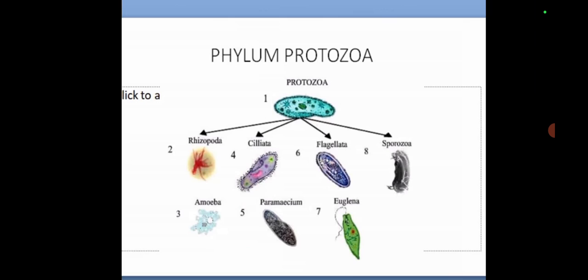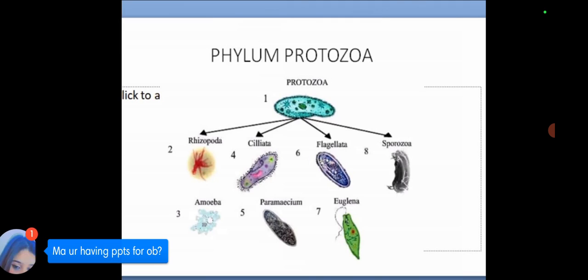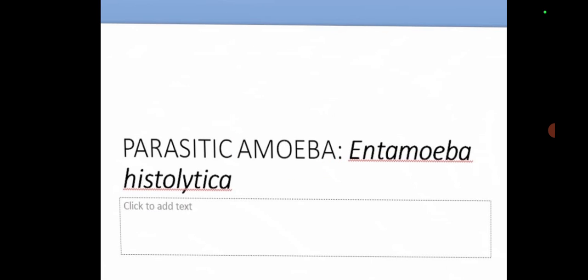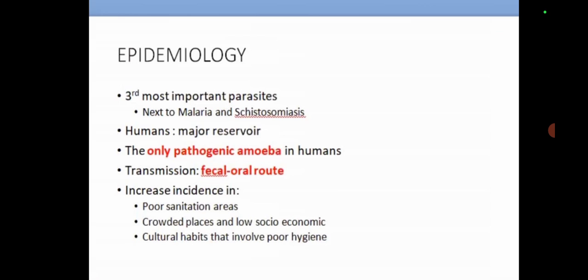Phylum Protozoa. The protozoa are classified into Rhizopoda, Ciliata, Flagellata, and Sporozoa, and represented by amoeba, paramecium, and euglena. Different kinds of amoeba: the parasitic amoeba, only one, Entamoeba histolytica; commensal amoeba; and free-living amoeba, Naegleria and Acanthamoeba species. Parasitic amoeba, Entamoeba histolytica. Epidemiology: the third most important parasite next to malaria and schistosomiasis. Humans are the major reservoir, and it is the only pathogenic amoeba in humans.